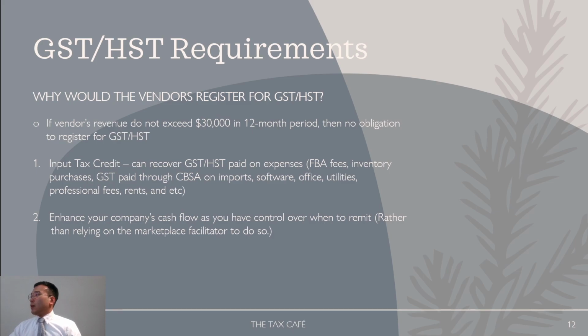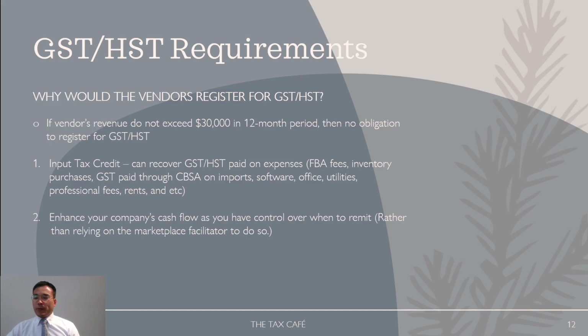So this slide talks about why, as a vendor, you would register for a GST and HST account if your revenue does not exceed $30,000 in a 12-month period, when there's no obligation to register. Well, it's because of the input tax credit. The input tax credit is basically the amount of GST you as a seller have incurred through the expenses you've made related to your business.